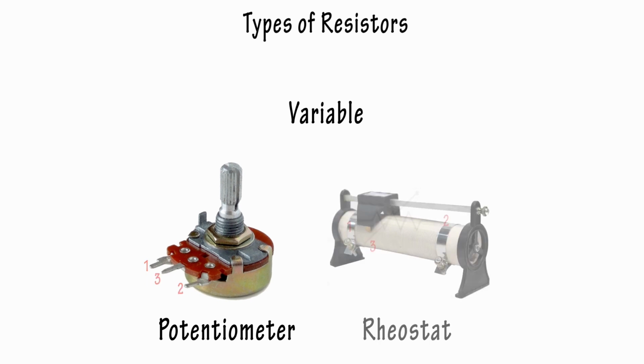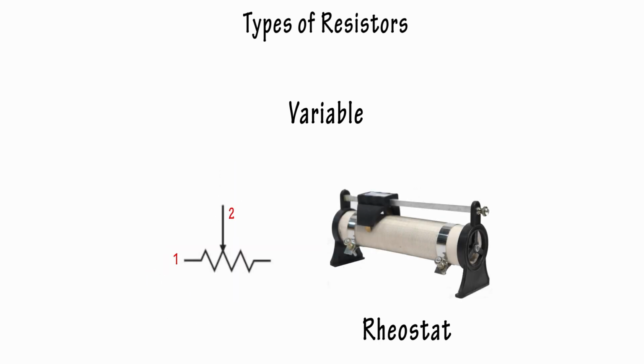On the other hand, rheostat has two terminals. Terminal 1 is a fixed terminal. Terminal 2 is a movable terminal by itself. By changing the movable terminal, the resistance value can be varied, majorly used in current control applications.